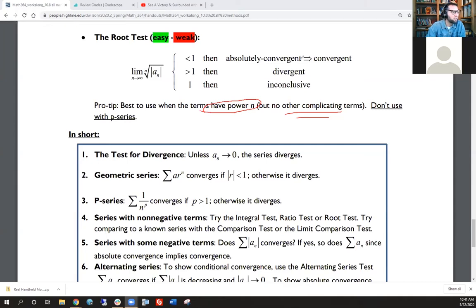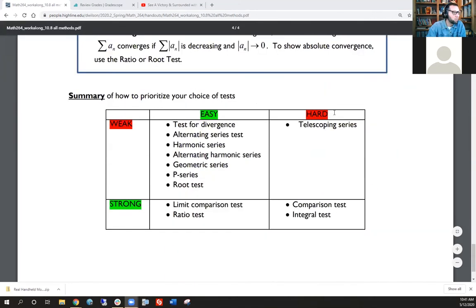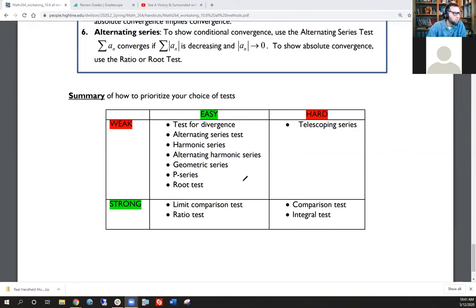So there's kind of this summary of all the options, and then here's the important table. Notice which ones I put here. I put the famous series. Here's the famous series. They're all showing up under easy and weak, along with the test for divergence, the alternating series test, and I put the root test. The reason I made it weak is because it just doesn't apply very much.